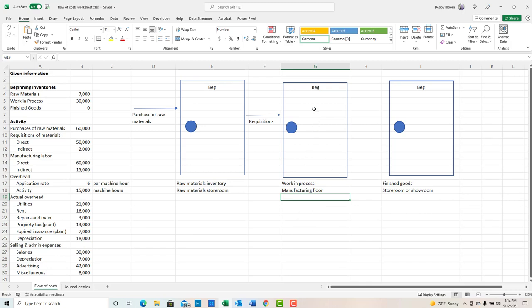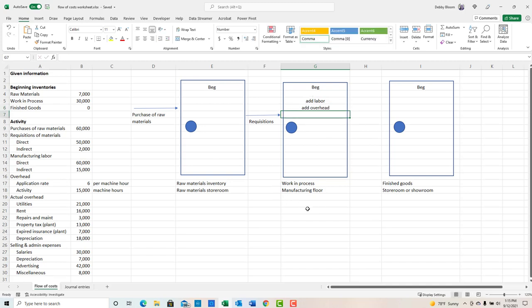Now, the next thing that's going to happen is we have to apply what is known as labor and overhead in room 2, because if the materials just sit there in room 2, nothing is going to happen to them. So what we're going to do next is we're going to add direct labor, and we're going to add overhead.